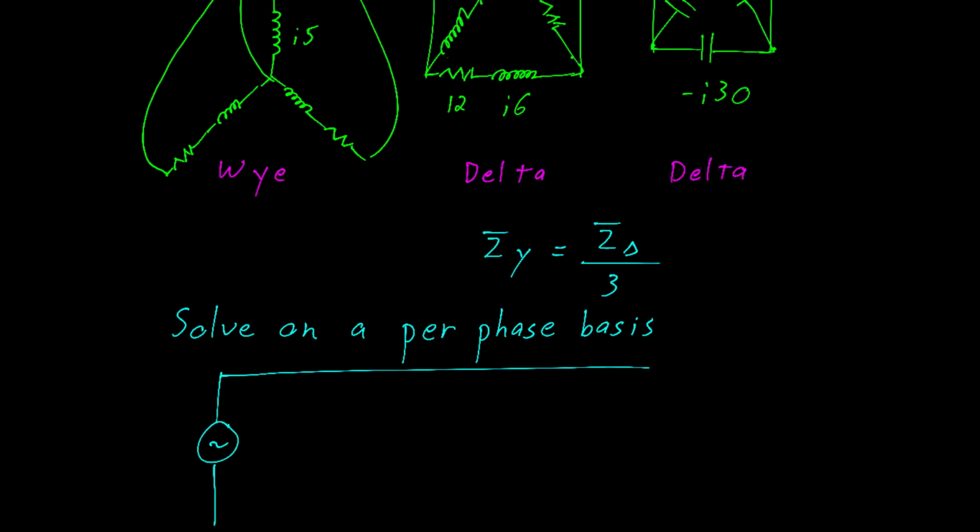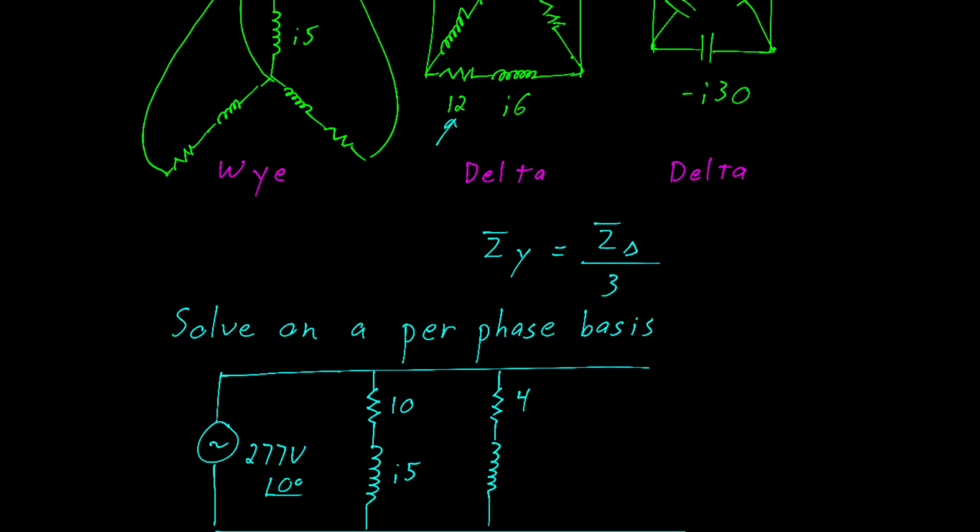So we start with our source. Recall it was a 480 volt system, so we take 480 and divide it by root 3 to give 277 volts. We're going to assume that's at a phase angle of 0 degrees to simplify the calculation. Our first load, which is the A to neutral, is 10 plus j5. The second load is 4, which is 12 divided by 3, plus j2, which is 6 divided by 3. Again, we divide by 3 based on this equation here. And our third load is the capacitor, and that is negative j10.